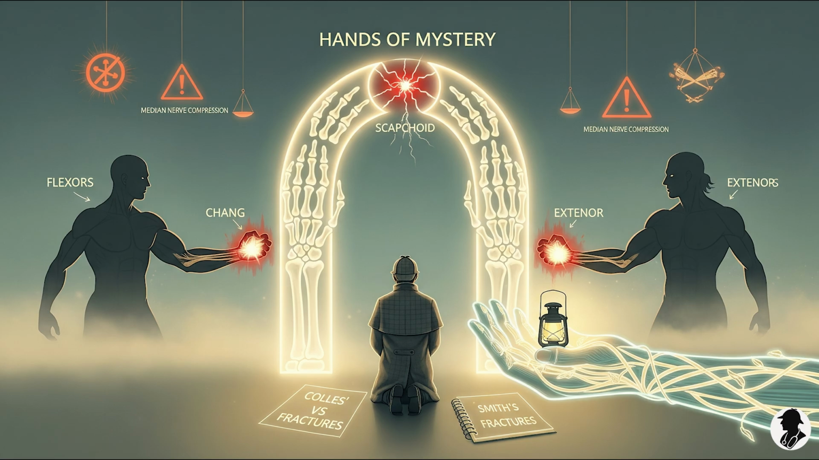The Smith's fracture. Less common. Here, the distal fragment goes the other way, palmarly or anteriorly, gives it a garden spade deformity look. Garden spade. Okay. Colles is dinner fork, Smith is garden spade. Got it. Those images help.